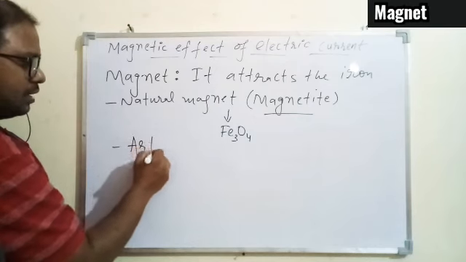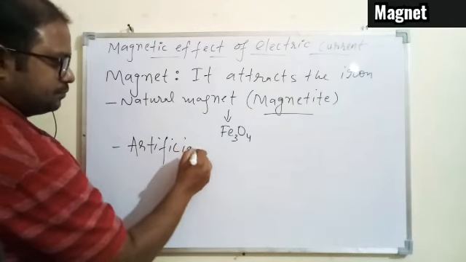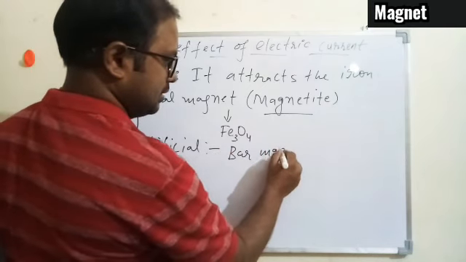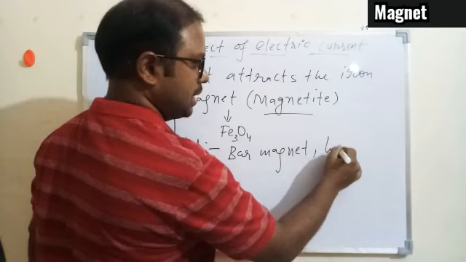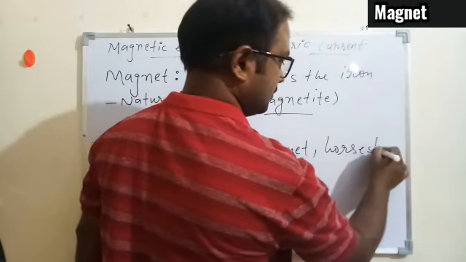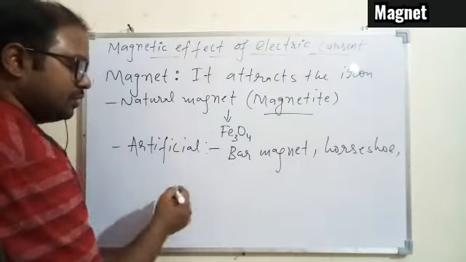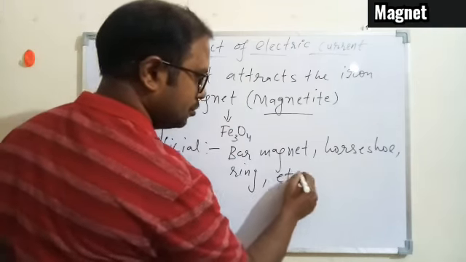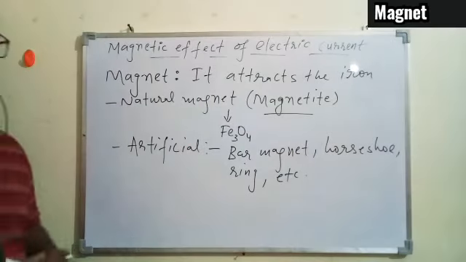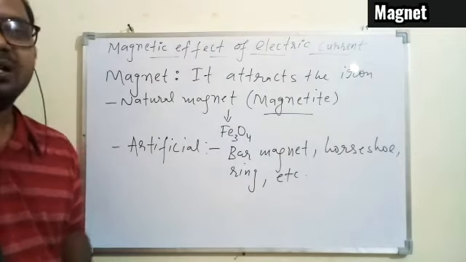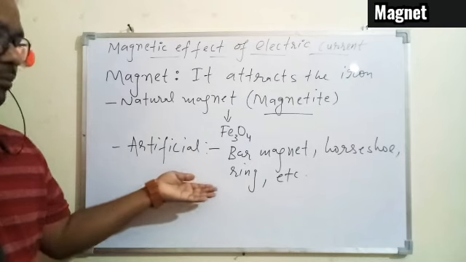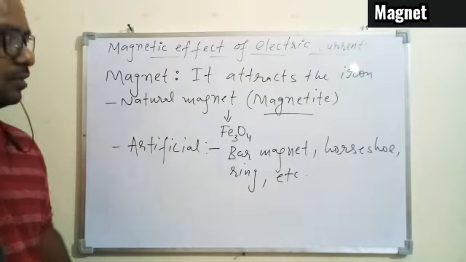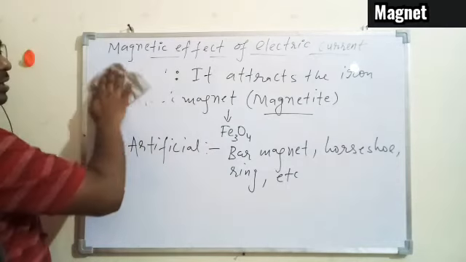So artificial magnets: you might have seen the bar magnet, horseshoe magnet, and even ring magnets. There are different magnets available in the market, and most of them are basically artificial, made by different methods. That we'll also discuss at the end of the chapter somewhere. Okay, I hope this much is clear.